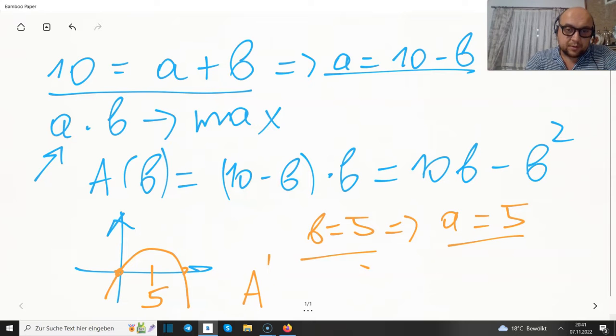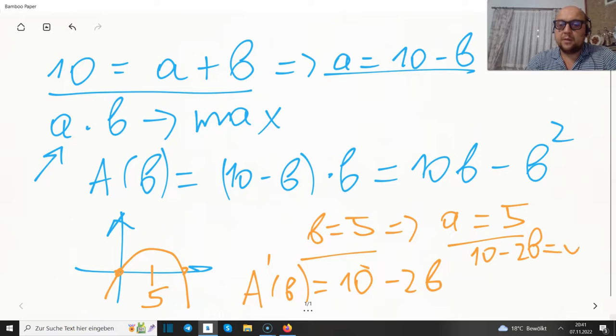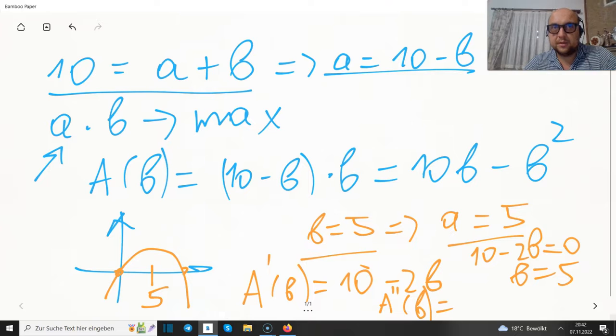If you would like to compute a derivative, you can do it as well. That would be 10 minus 2b. You set it equal to 0. b is 5. And I don't know how far you've been with your high school knowledge, but normally we have to prove that. So the first derivative equals 0 means just that the rate of change is just falling asleep. So for a short period of time, nothing is happening.